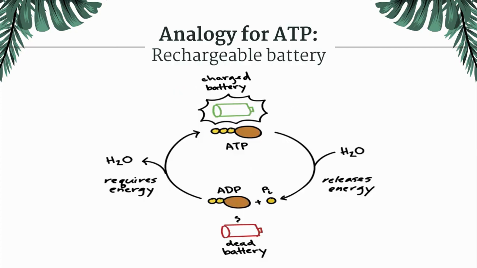This is kind of like a rechargeable battery. ATP, when there are three phosphates, is the charged up form. There's that extra bond that holds energy. When it releases that phosphate, it releases the energy and becomes ADP, with two phosphates. And then energy is required to attach that phosphate. Energy is stored in that bond. That's ATP. When we use it, it becomes ADP, and it goes around and around and around like a rechargeable battery.